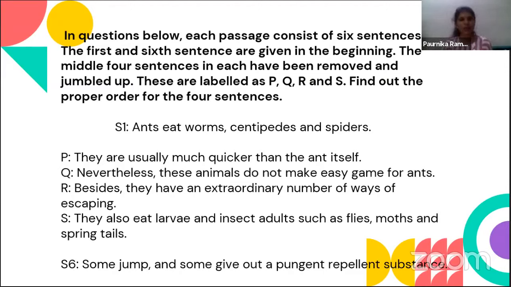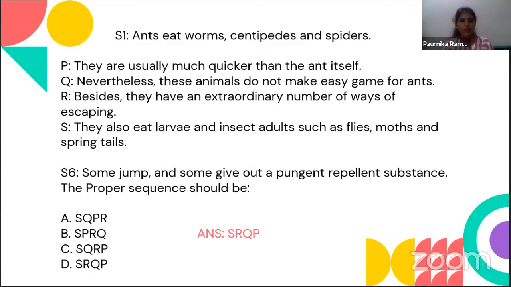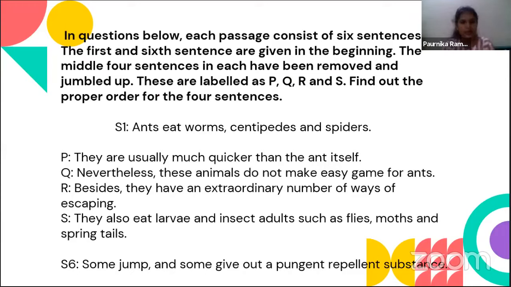This type of question is only about the logical sequencing brains that you have. So the answer for this question is SRQP. So let's just read out the sentences in the order that have been given. SRQP. Ants eat worms, centipedes, and spiders. They also eat larvae, insect adults such as flies, moths, and springtails. Nevertheless, these animals do not make easy game for ants.